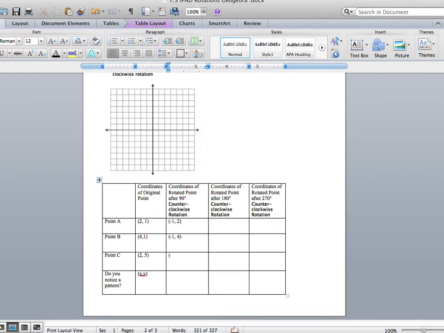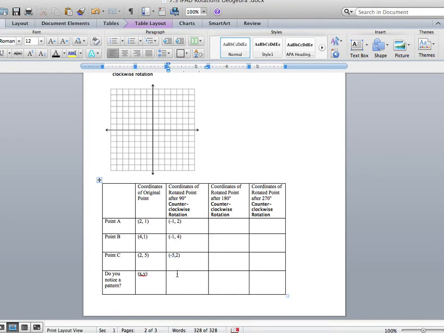Anyways, negative 5, 2. And then you need to, what do you notice as a pattern? Let's see, what do we notice as a pattern? These numbers stay the same, but they switch. The x and y switch, and the x becomes the opposite of y.